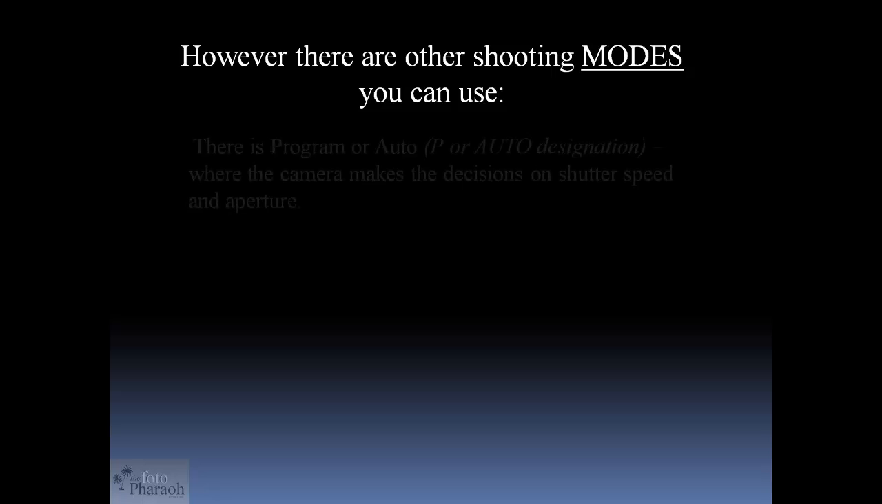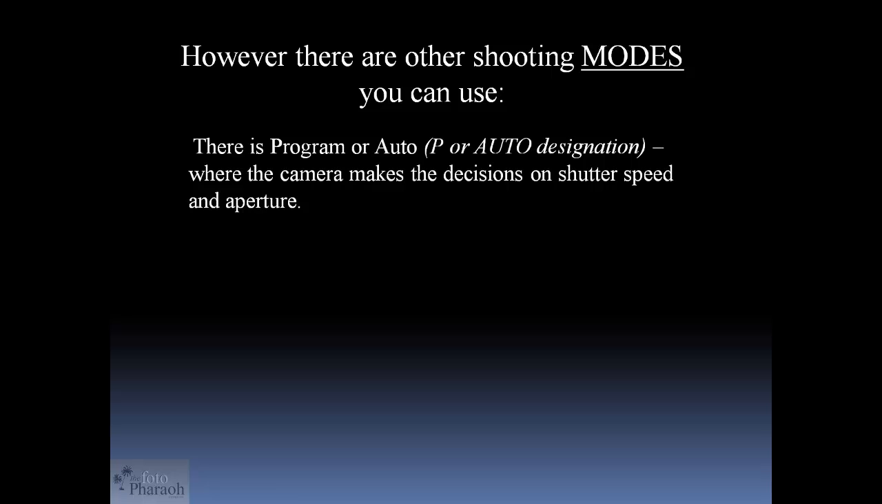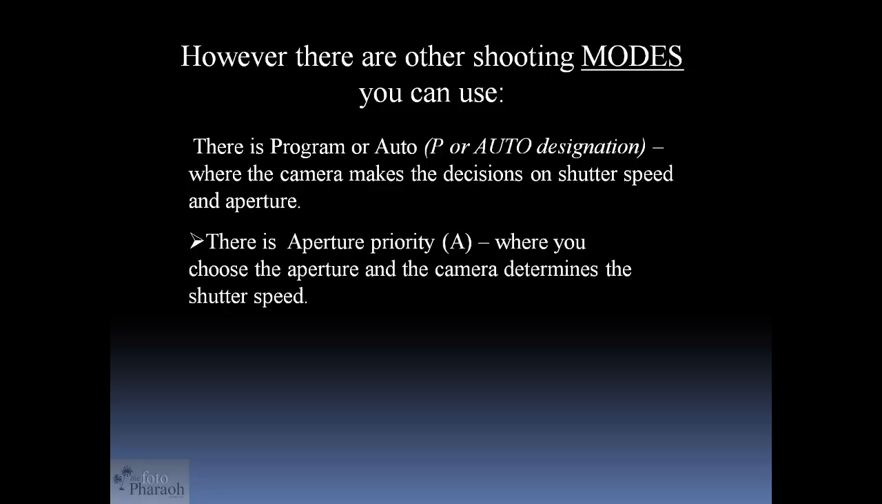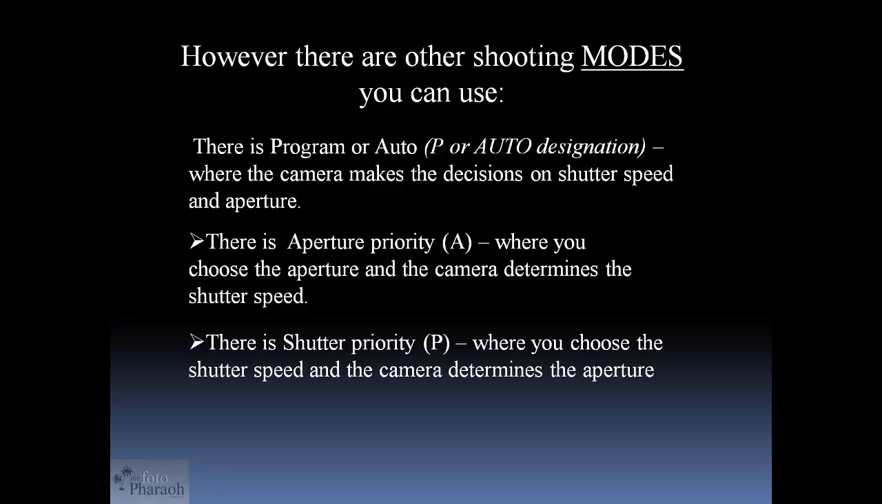There are different modes available to you. Program we've already talked about. The camera is making all relevant decisions as far as shutter speed and aperture. There's aperture priority, where you choose the aperture and the camera determines the shutter speed. This can work pretty good sometimes, but again can result in fuzzy photographs if you're not aware of the type of light or the amount of light you are in. There's also shutter priority, where you choose the shutter speed and the camera will determine the aperture. Both of these modes, shutter priority and aperture priority, are viable depending on your subject matter and how you're working.